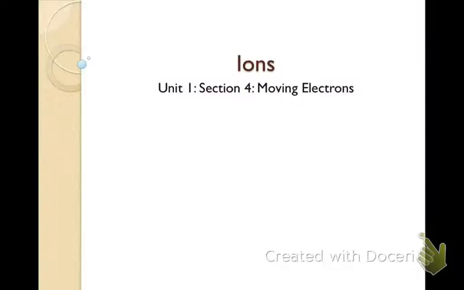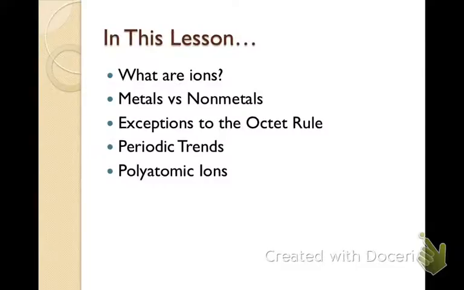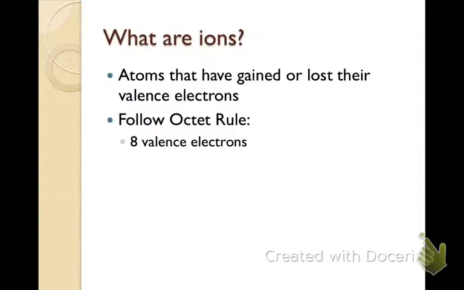Hi everyone, so here we're going to talk about something called ions. This will actually set us up for how elements combine with one another to form ionic compounds. You'll need your notes and your reference tables. So we'll talk about what ions are, what trends there are with metals versus nonmetals, something called the octet rule and exceptions to that, periodic trends, and polyatomic ions.